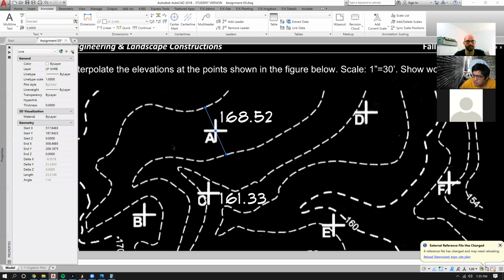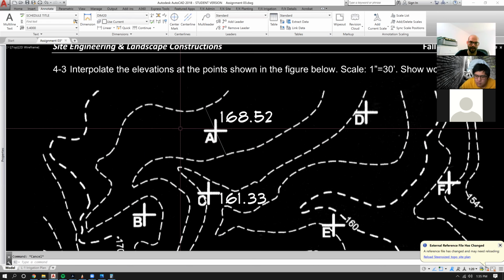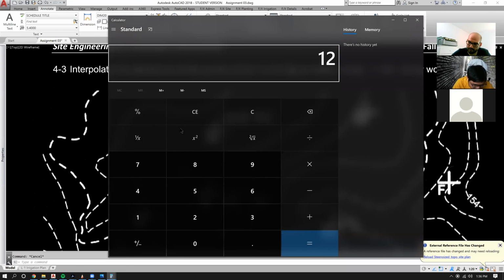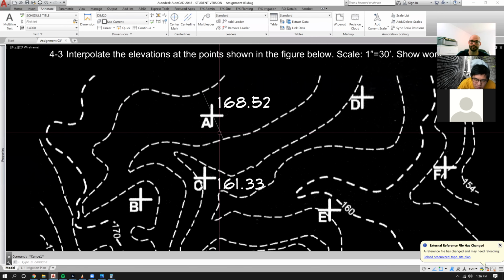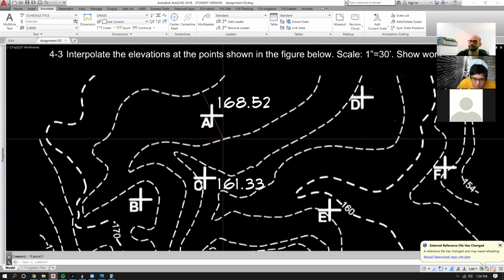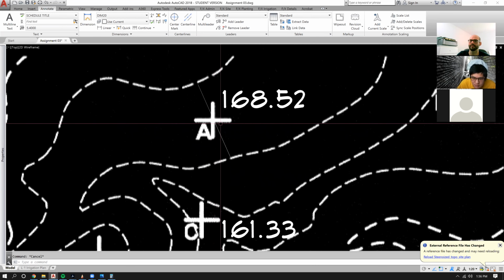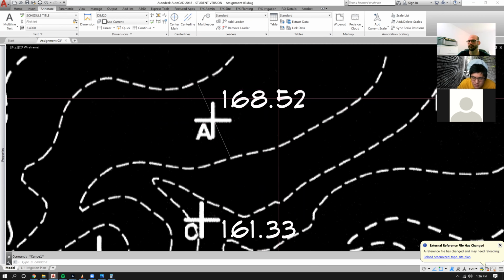So we have our main line, it's 23 feet. Our shorter line is 12 feet. We are going to divide 12 by 23. And 12 divided by 23 is 0.52. So you're going to take that 0.52 and add it to the lowest contour, which is 168. So that point is at 168.52 feet of elevation.